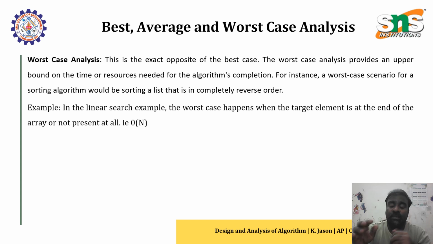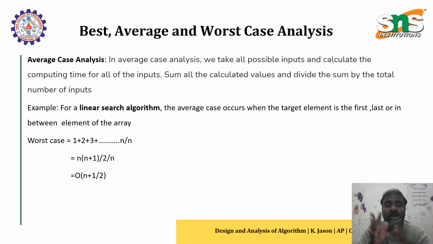Okay. Next, what is called the average case? Look at this. In average case analysis, we take all possible inputs and calculate the computing time for all the inputs, sum the calculated values, and divide the sum by the total number of inputs. Example, for a linear search algorithm, the average case occurs when the target element is maybe the first element, or maybe the last element, or maybe an element in between. So that is called the average case.